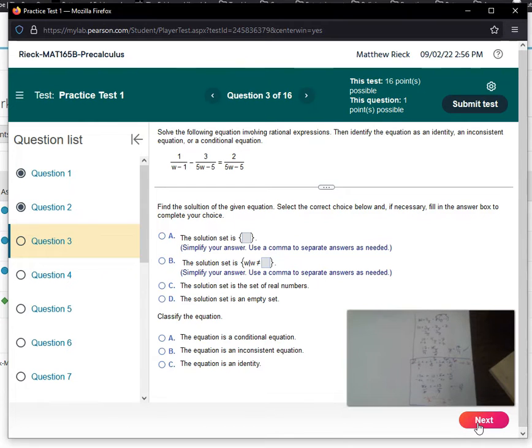So the next type of equation that we looked at was an equation where you have a variable in the denominator. So here I have 1 over w minus 1 minus 3 over 5w minus 5 equals 2 over 5w minus 5.